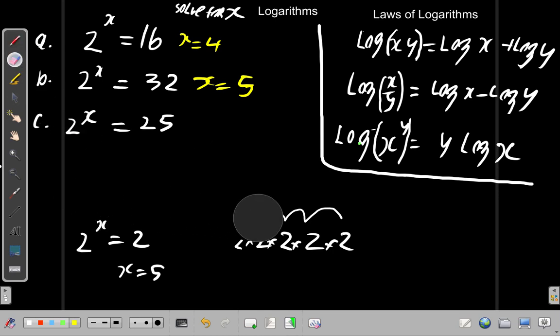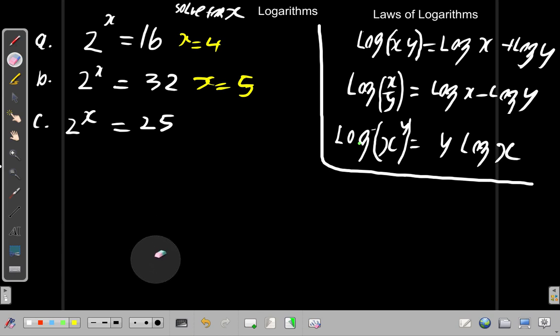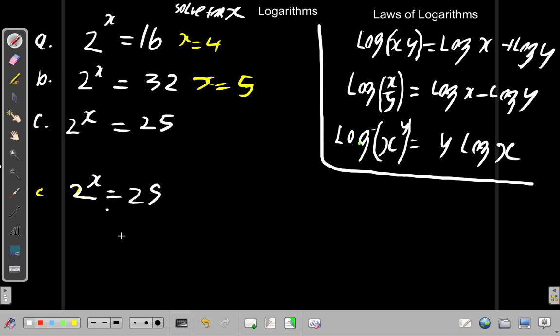Alright, let's erase these. Now, question C. Question C says 2 to the x is equal to 25. If you raise 2 to the 4, you get 16. If you raise 2 to the 5, you get 32.